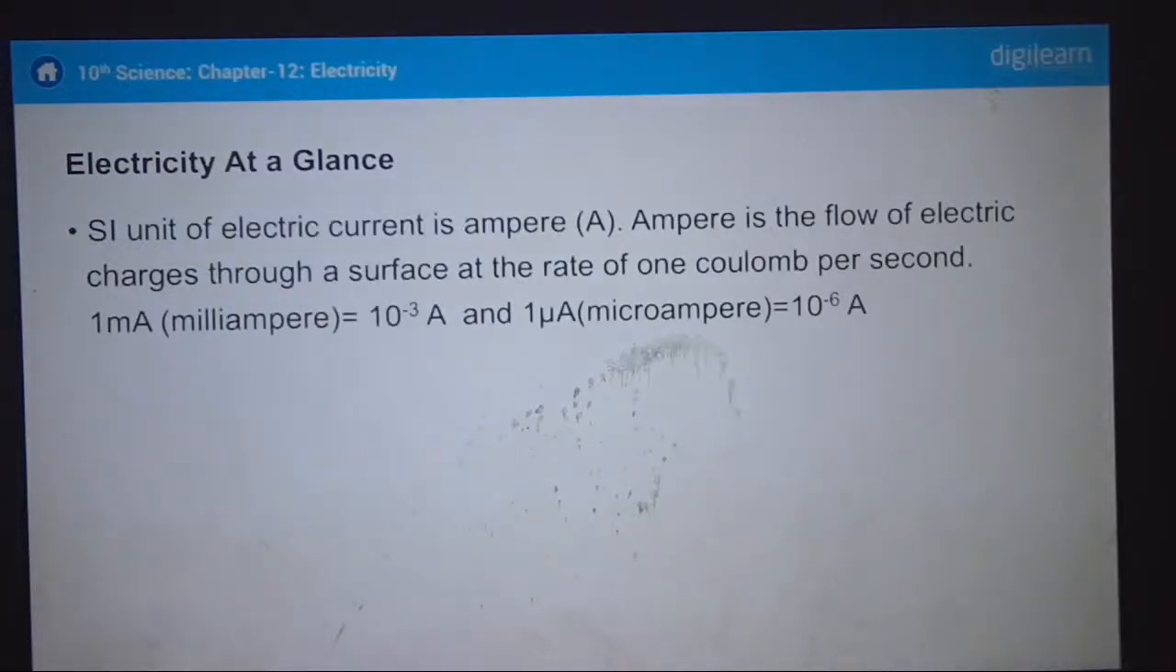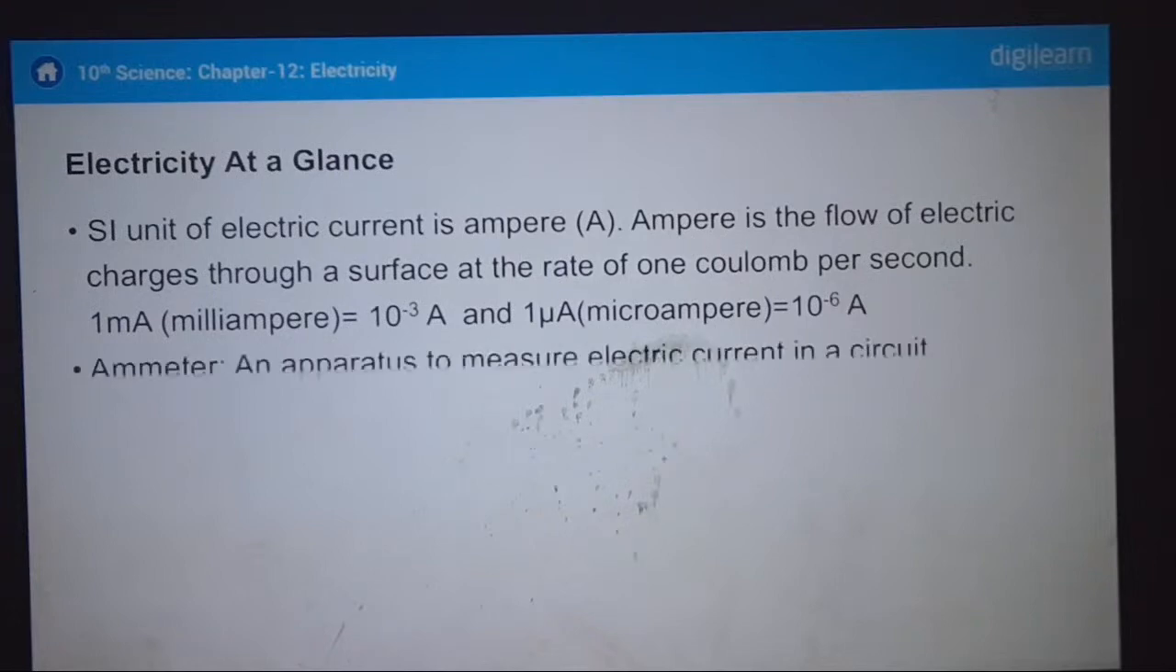SI unit of electric current is ampere, A. Ampere is the flow of electric charges through a surface at the rate of 1 coulomb per second. 1 milliampere is equal to 10 raised to minus 3 amps, and 1 microampere is equal to 10 raised to minus 6 amps. Ammeter, an apparatus to measure electric current in a circuit.